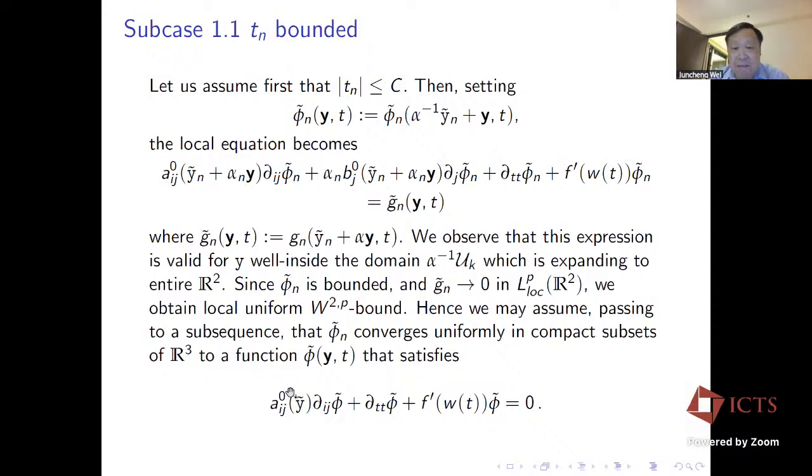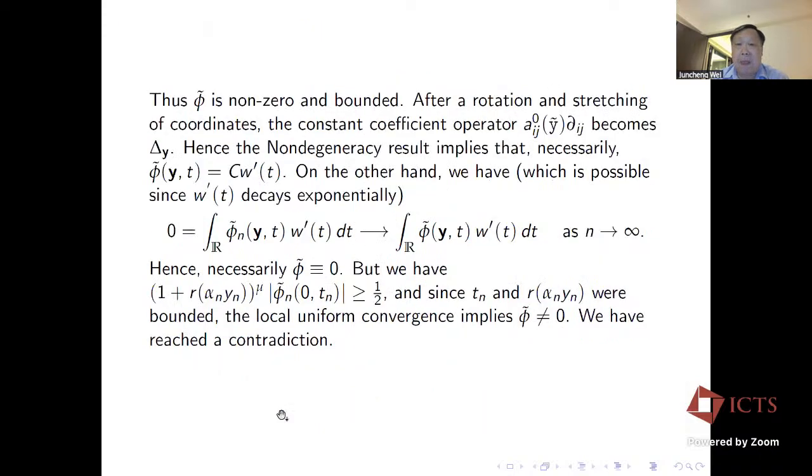And what you get is this limiting equation, but with this coefficient, and this coefficient actually is a constant matrix. By rotation and stretching, this will become just the Laplacian. Now by the non-degeneracy result, we have that this is a C double prime, but we have this orthogonality condition, right? We have this orthogonality condition.